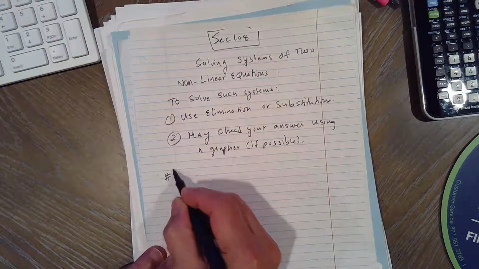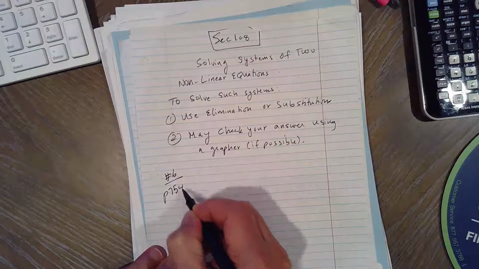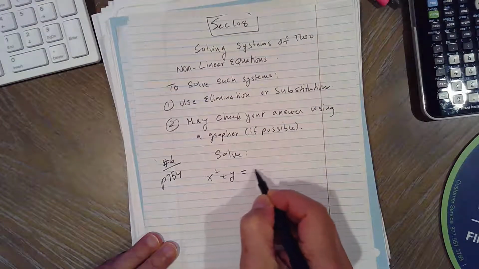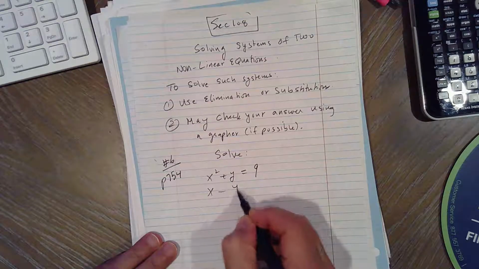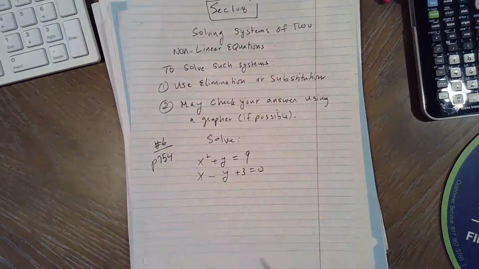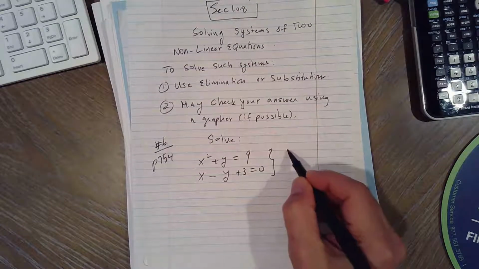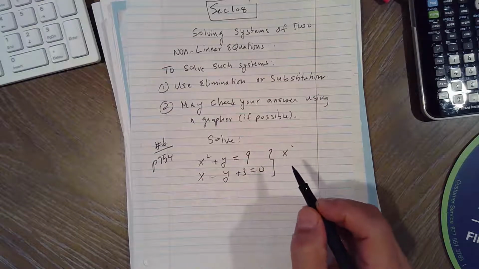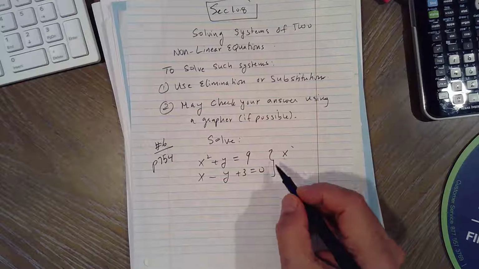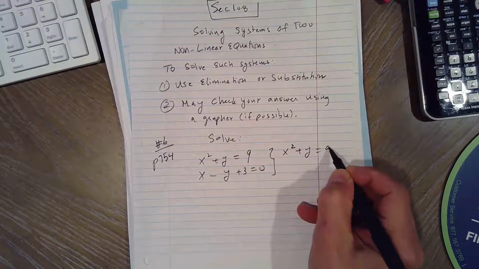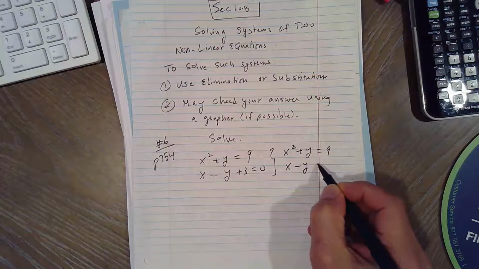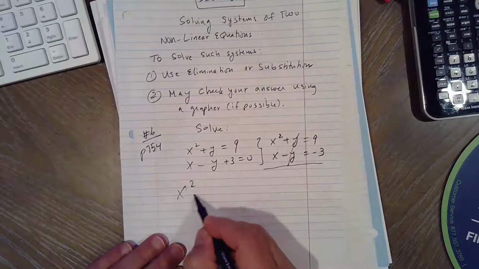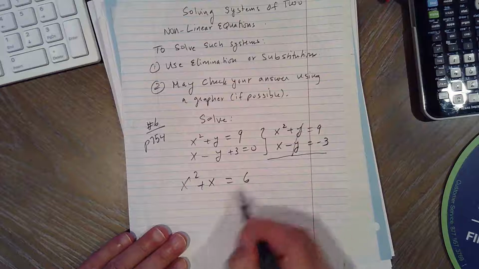So for example, if we go to number 6, page 754, how do we solve the system? X squared plus y equals 9, which is a parabola, and then x minus y plus 3 equals 0, which is a line. So first thing I want to do is write it out as x squared plus y equals 9, x minus y equals -3. I can do elimination because if I add, the y gets cancelled. I get x squared plus x equals 9 minus 3 is 6.